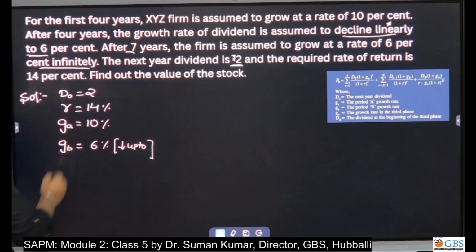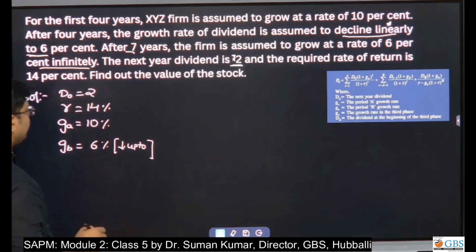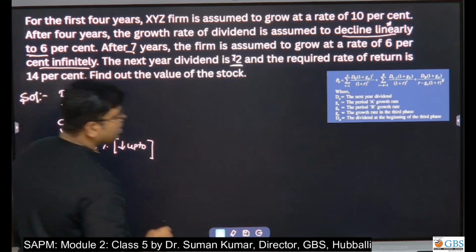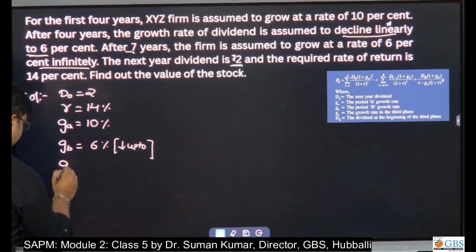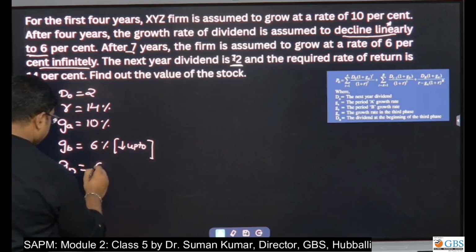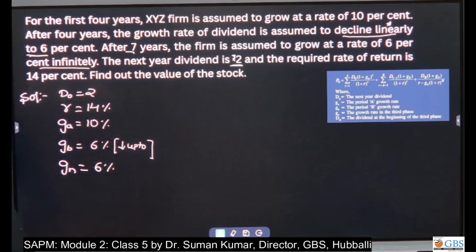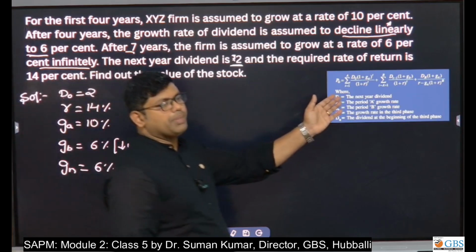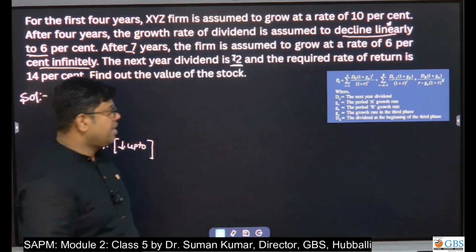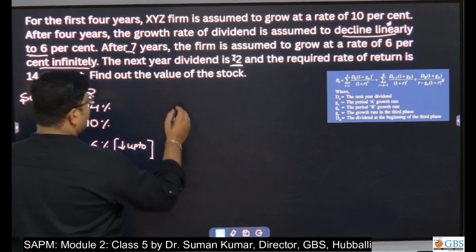So from 10 to 6, I'll make you understand what is the meaning of linear decrement. Then the next, that is GN, the indefinite growth rate. That is how much? 6%. Now this is the question, right? So step by step we need to go. First, write down the formula. It's a bigger formula. Kindly write down the formula. Then step 1, we need to solve step 1.